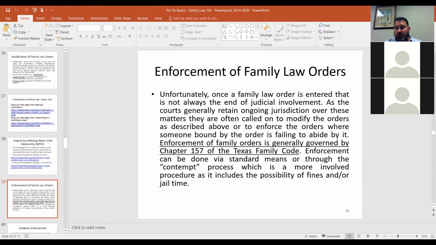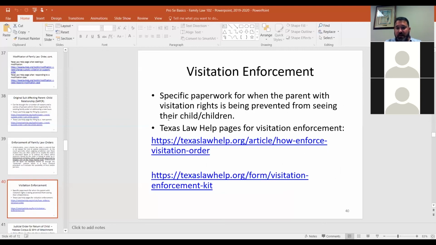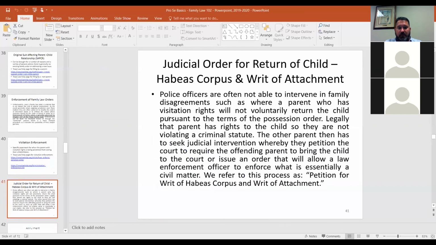Enforcement. So the court lays down an order, a divorce decree or something like that, and then one of the parties isn't abiding by it. You can seek to have that order enforced. There isn't really standard paperwork for most of that, but we can send you materials from our legal resources to help you do that. Visitation enforcement does have a standard set from Texas Law Help if the visitation is the issue, that say one spouse or ex is denying visitation improperly. But otherwise, enforcement can be done in a general sense, or it can be done in a more serious manner by contempt. And we have information and forms on that.